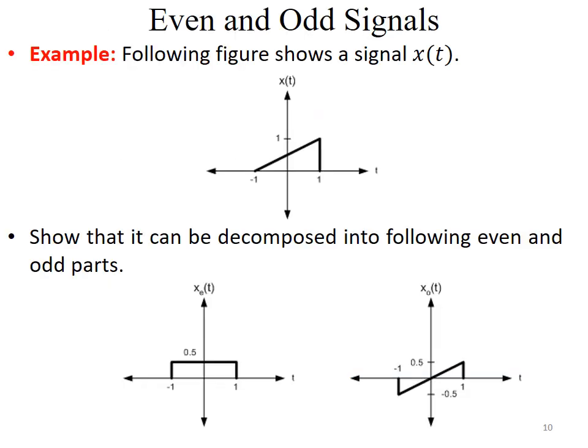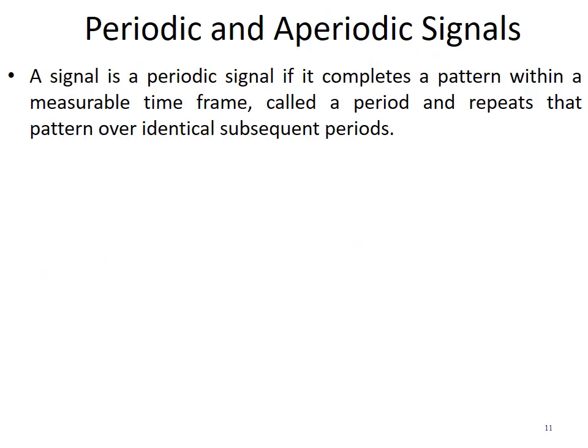And here is another example as a practice for you. A signal x of t is given in this figure, and you have to write down the mathematical expression first, and then show that it can be decomposed into the following even and odd parts. This is the even part, and this is the odd part. Find out the mathematical expressions for the signal x of t, and also for x e of t and x o of t.